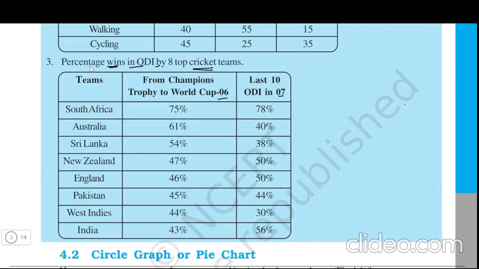So the next example is percentage wins in ODI by 8 top cricket teams. So here are 8 top cricket teams, and this is their percentage wins in ODI from Champions Trophy to World Cup in 2006. South Africa's percentage win is 75%. England's percentage win is 46%. Similarly, India's percentage win is 43%. In the case of the last 10 ODIs in 2007, again South Africa is on the top and West Indies is at the bottom, you can say. So in this form, they have depicted the performance of 8 top cricket teams.